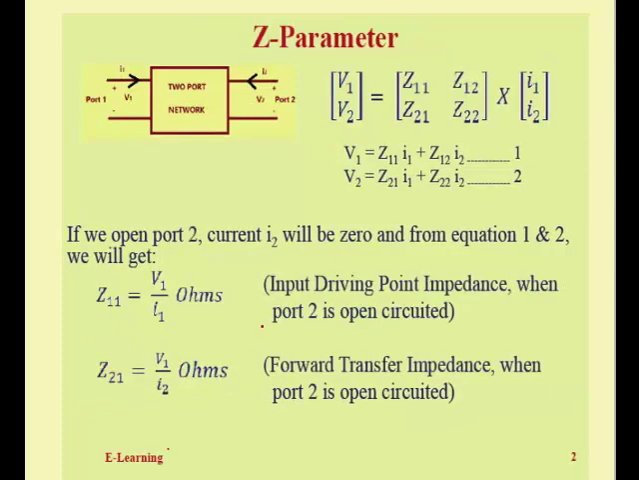Now we will open port 2 and now I2 will be 0. We put I2 equal to 0 in equation 1. We will get Z11 is equal to V1 by I1, and when we put I2 equal to 0 in equation 2, we will get Z21 is equal to V2 by I1. Z11 is the driving point input impedance when port 2 is open circuited. Z21 is the forward transfer impedance when port 2 is open circuited.